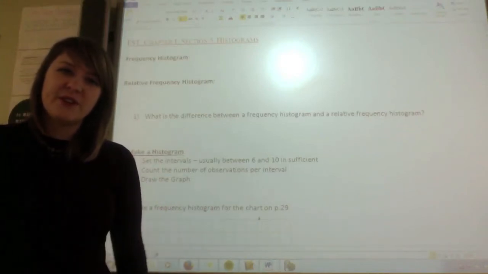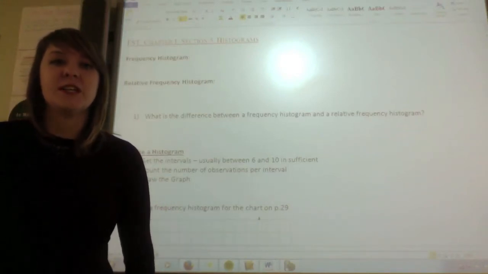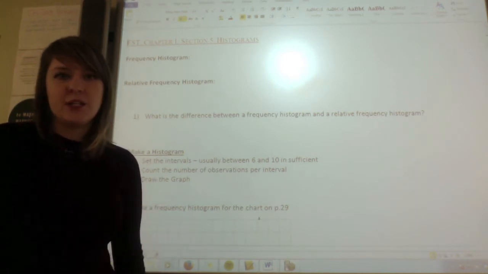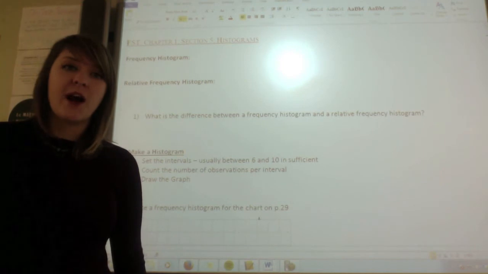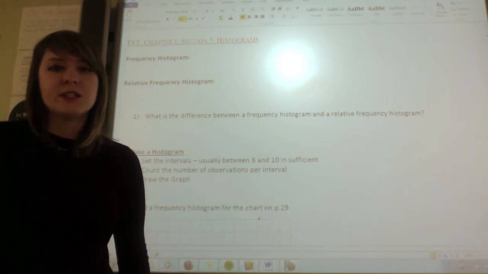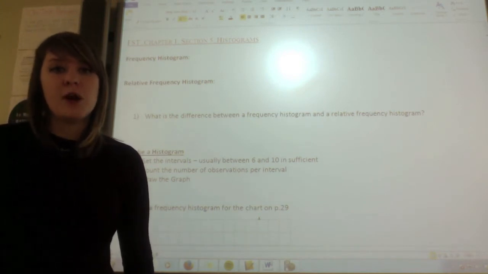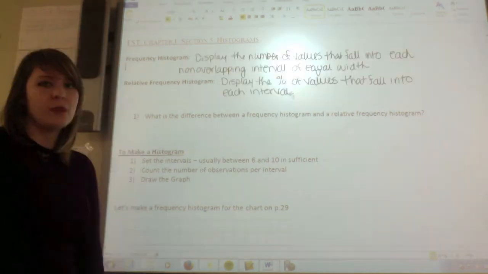Hey guys, today we're going to do Chapter 1, Section 5, which is on histograms. So you might initially look at a histogram and say, oh, that's just a bar graph. Well, bar graphs and histograms are just a little bit different, and the way that they're different is that histograms always talk about intervals, whereas bar graphs talk about categories.